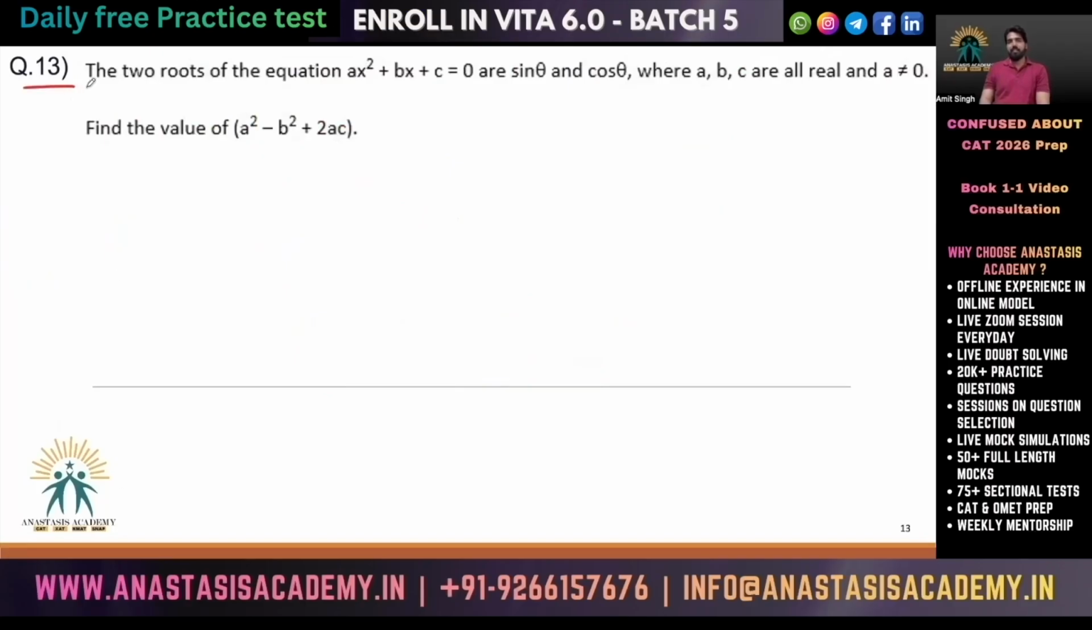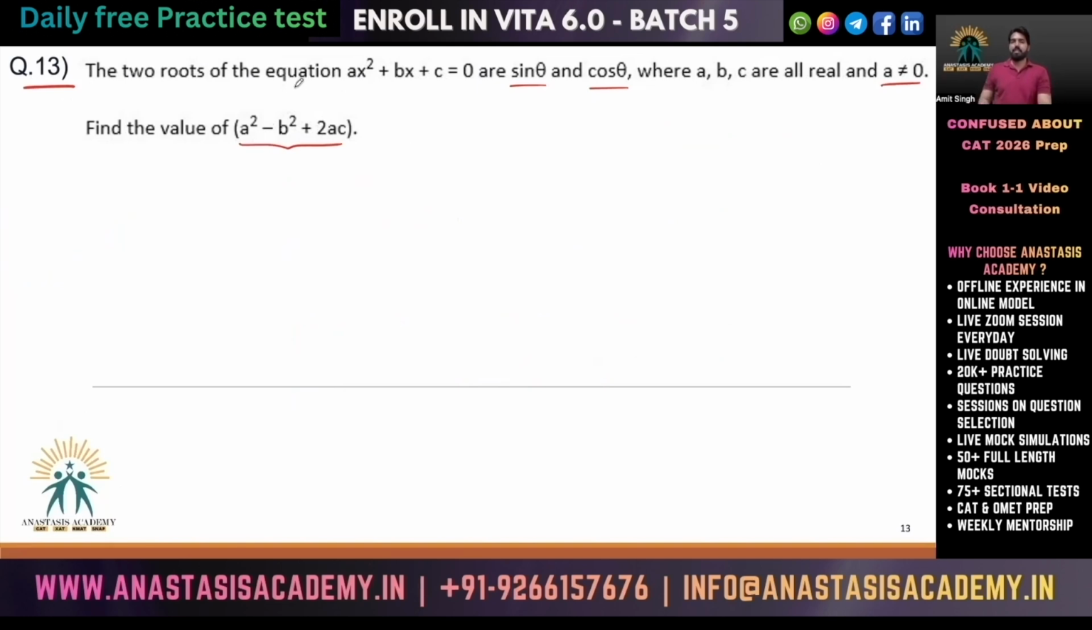Next question. Let's look at this one now. The two roots of equation ax square plus bx plus c is equal to 0 are sine theta and cos theta, where a, b, c are all real and a is not equal to 0. Okay, so find the value of this expression. I need the value of this expression.